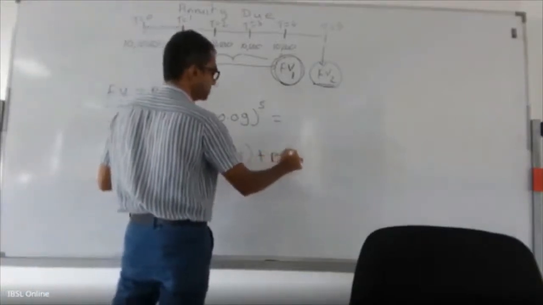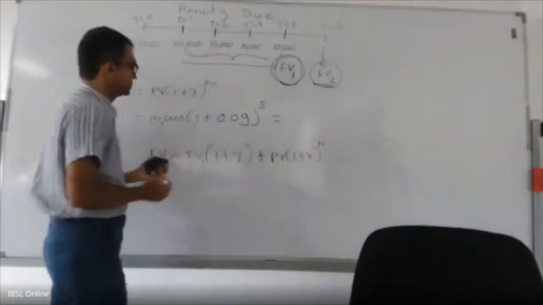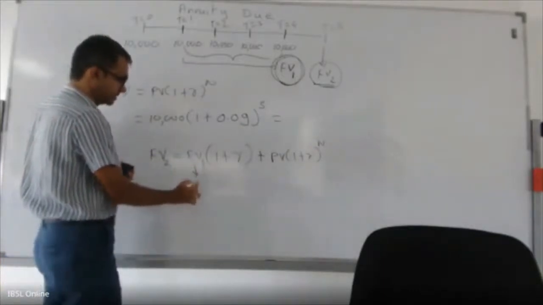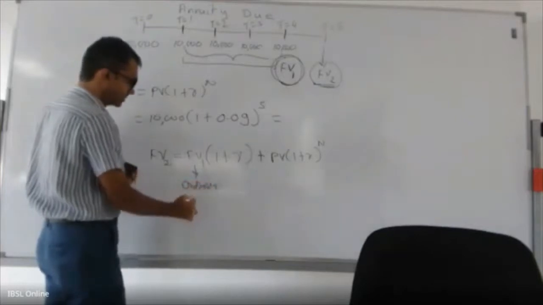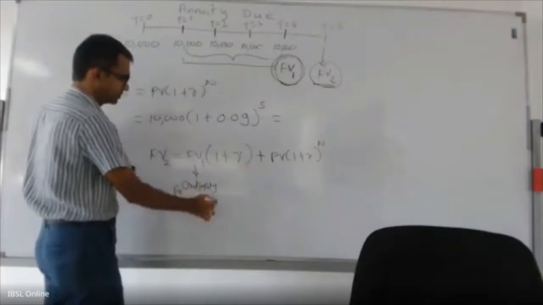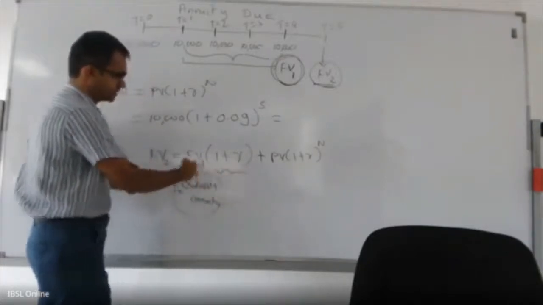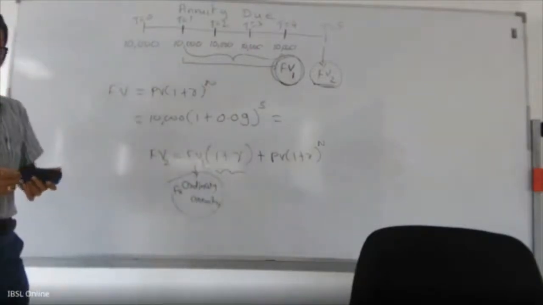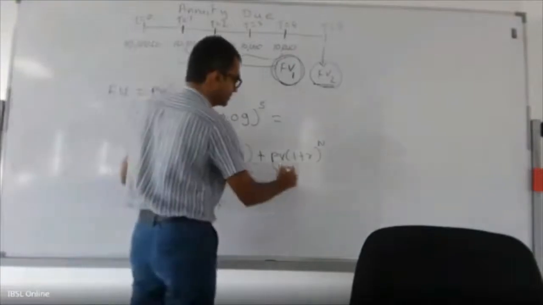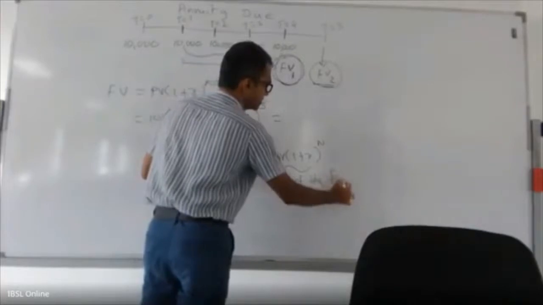What is this? What is this FP1? Considering an ordinary annuity, this is the future value of the ordinary annuity. We calculate the future value after another 1 year, right? This is the future value of the first cash flow.